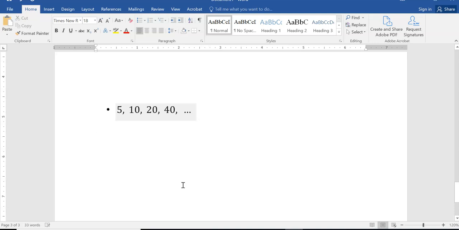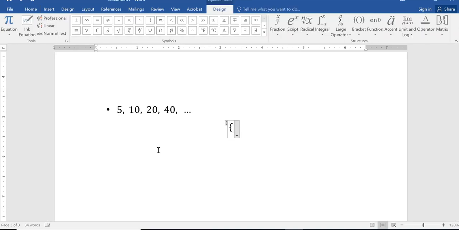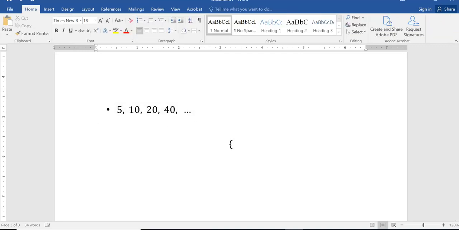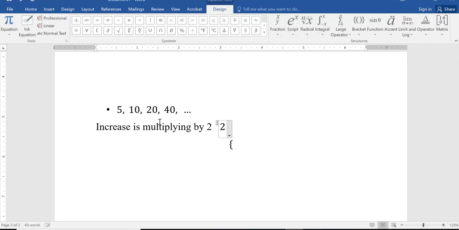So let's go to this one here. 5, 10, 20, 40. Notice that each time we're going to the next term, we're multiplying by 2. This would have been an easy one to do recursively, but let's do this using the function notation. So each time, the increase is multiplying by 2. By the way, that means that somewhere in our sequence, we're going to end up with a repeated multiplication by 2. That's just 2 to the nth power.